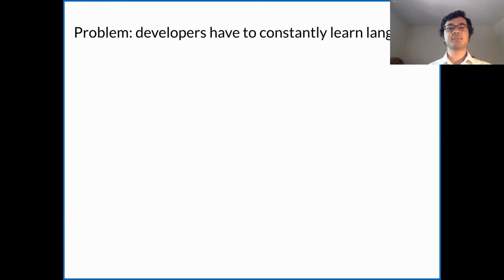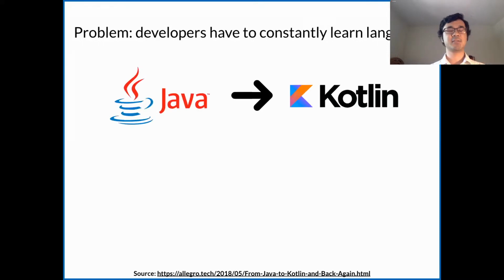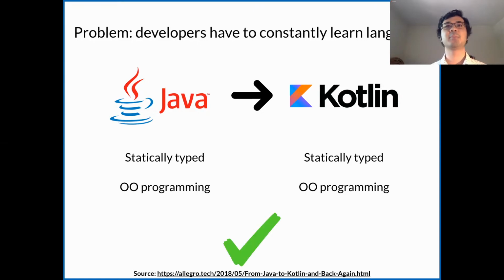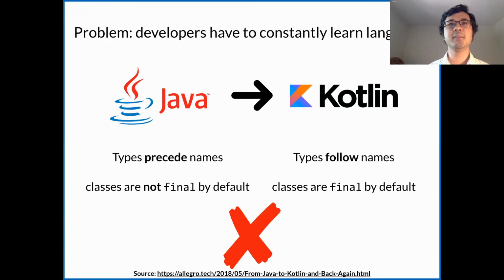So I'd like to start the talk with a problem. And the problem is developers have to constantly learn languages. For example, take this Java professional programmer considering Kotlin for their new project. In this blog post, they list several things that make it easy to learn Kotlin because both languages are statically typed and object-oriented programming is the way to go there. But then they also list a couple of differences that keep coming back at them, such as the types preceding names in Java versus types following names in Kotlin. And Java classes are not final by default, whereas in Kotlin they are.